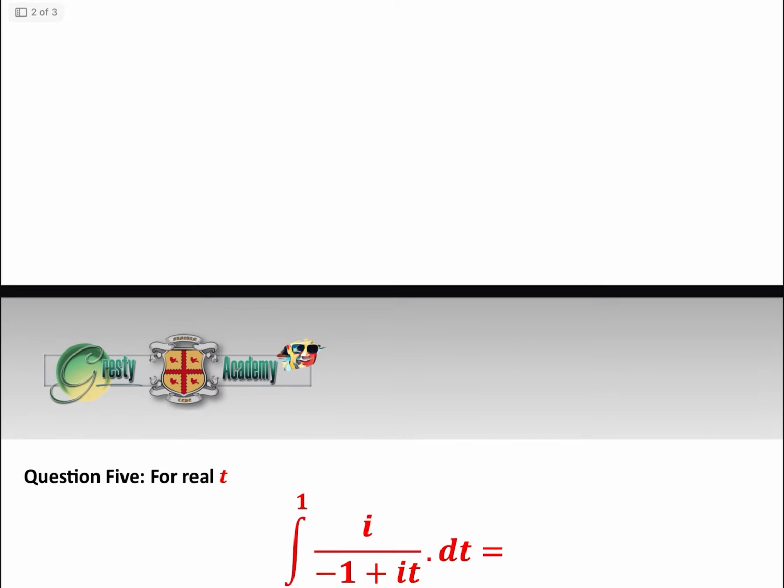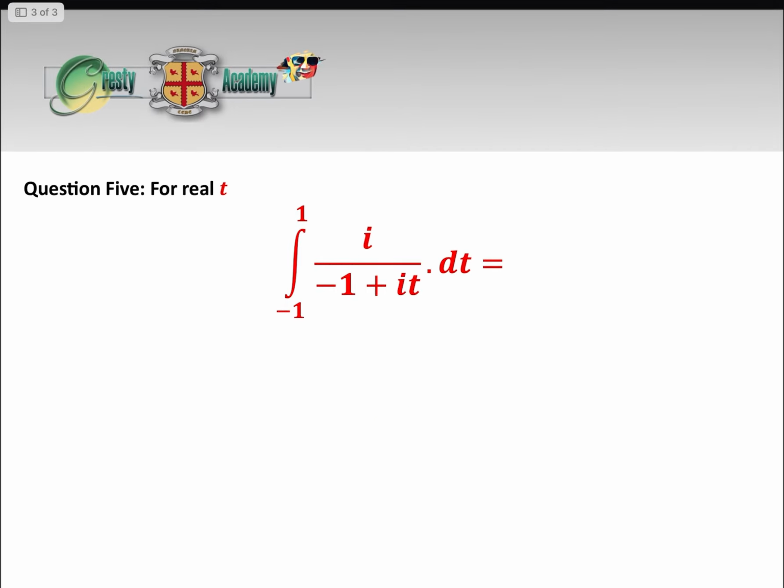Now question 5 is actually quite interesting. It's a little bit trickier. Pause the video and let anybody do it if they want to. Okay, so I'm going to do 2 methods again. Alright, so the first method, what we're going to do is let's just tidy this up a little bit by multiplying by i over i.